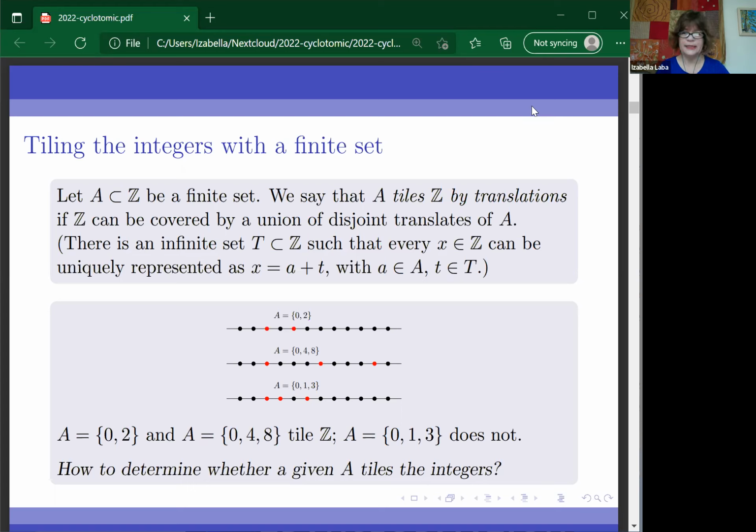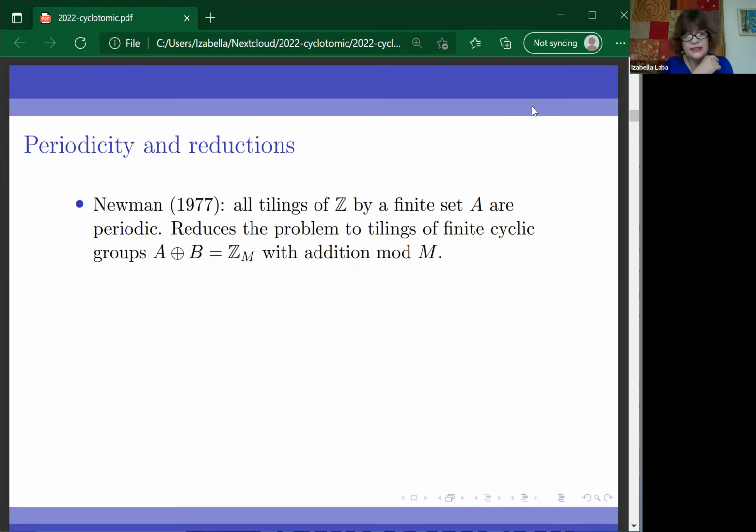So how do we determine whether a given set tiles the integers? If you have 2 or 3 elements, it's easy to just try a couple of things and see how it works. If you have a set of, let's say, 30 integers somewhere between 0 and 10,000, then that's a computation that's going to be a much more difficult problem. And so we would like to have some way to determine things like that without having to do all those computations. There are some reductions that have been known for some time.